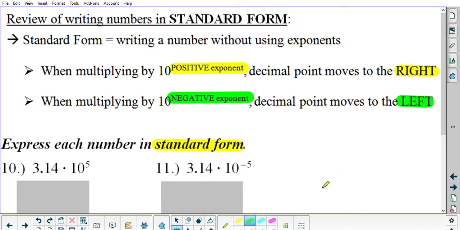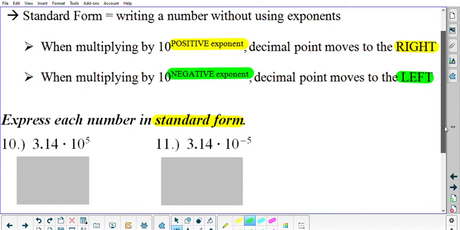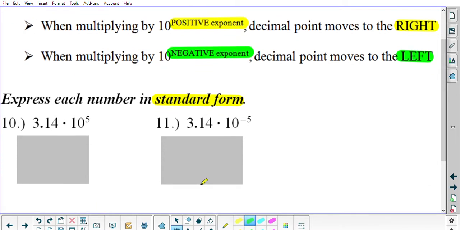And so let's take a look at these first two examples here, numbers 10 and 11. We have 3.14 times 10 to the positive 5th power. Now, let me actually highlight that in yellow to be consistent with what I was doing on the guided notes right above this.